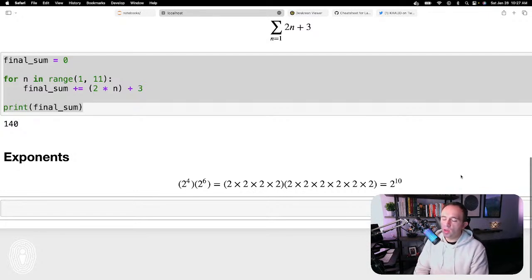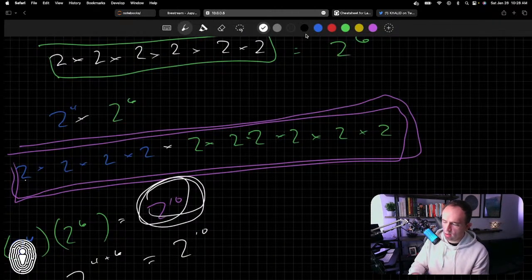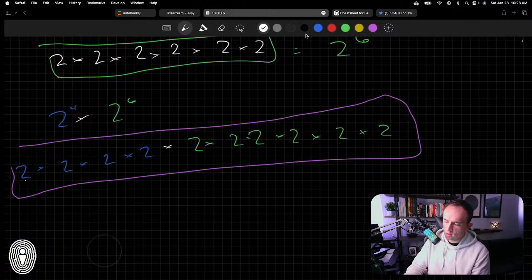Now, let's say you wanted to do the opposite, or not the opposite, but you wanted to take 2 to the 4th divided by 2 to the 6th. All right, so let's go back to our Surface here, and I'm going to go ahead and erase all this.